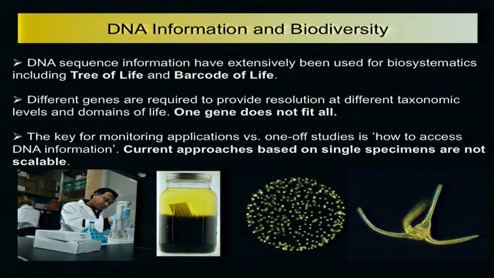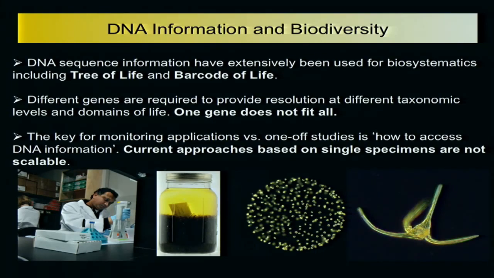Now, we have learned that different genes are required to provide resolution at different taxonomic levels, and we've learned that lesson very well from Tree of Life projects. But we have also come to the conclusion that for different domains of life, to barcode and identify them, we need more than one gene, and we need different genes. So one gene doesn't fit all. We can't just go with one marker.